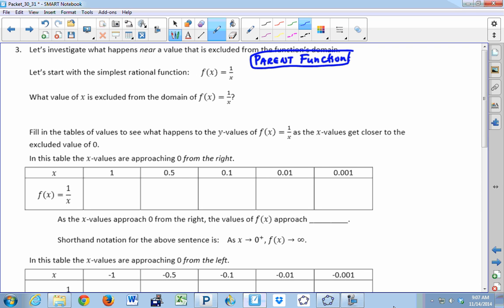So Karen, give me a number for x, any number you want. Pick your favorite number. 5. So if x is 5, what's my output? What is it? So when x is 5, my y value is 1/5.